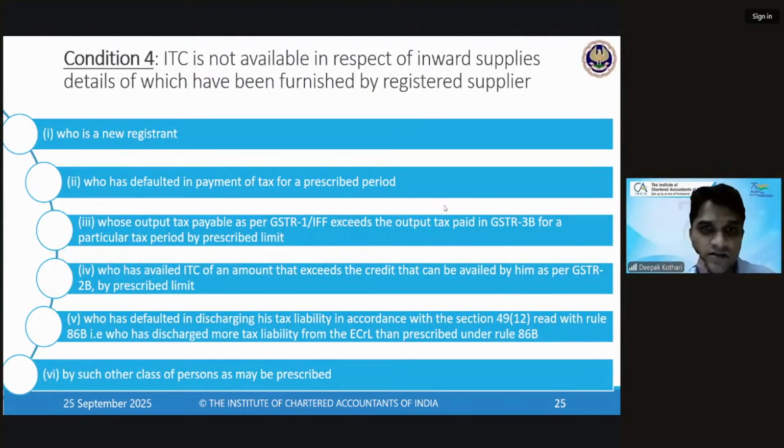If the supplier makes a default, then why will ITC be restricted? Because it is coming in this restricted criteria. That's why it will be restricted.